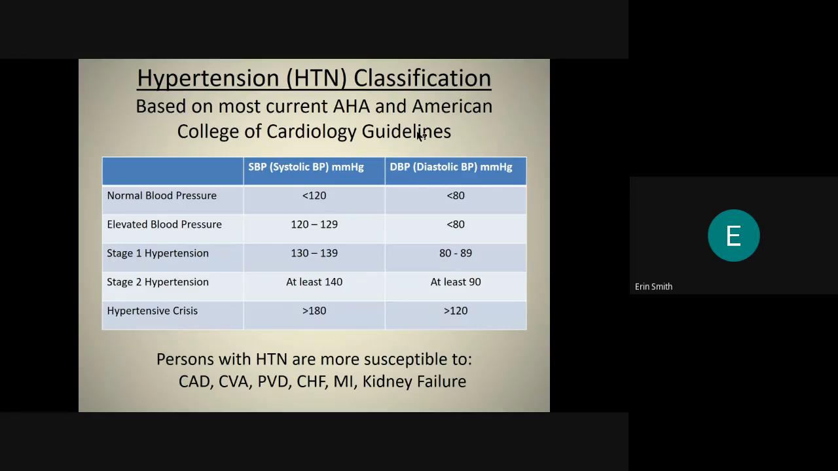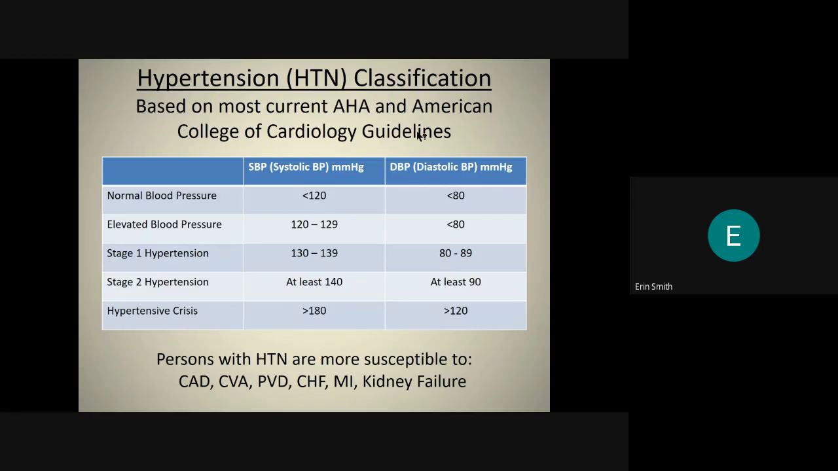Stage 1 hypertension is when your systolic is between 130 and 139, and the diastolic is anywhere between 80 and 89. Stage 2 hypertension, so they get very specific, is at least 140 systolic and at least 90 for the diastolic. Hypertensive crisis is anything greater than 180 for your systolic, and anything greater than 120 for the diastolic reading. This is different for me, I'll be honest, because we've always considered normal blood pressure to be 120/80. But based on your Score Builders book, we need to start thinking of normal blood pressure as 119/79, because anything above that is now not normal.